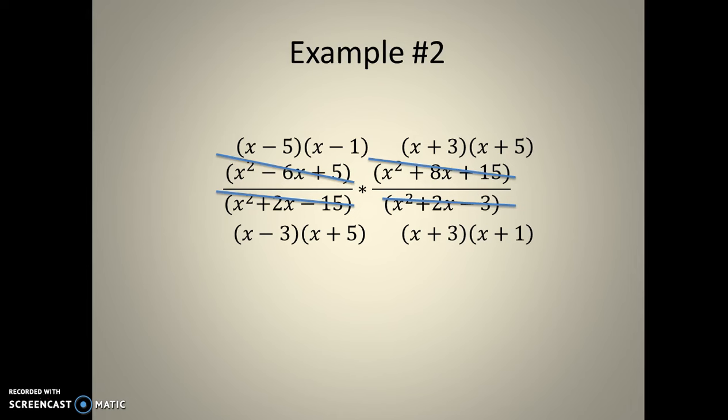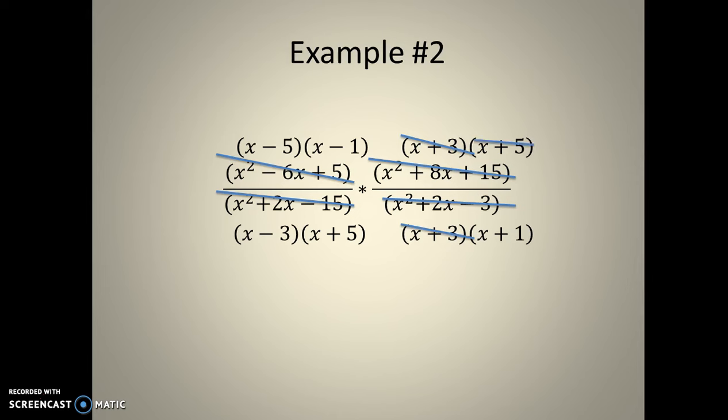Alright, finally I'm going to cancel out anything that is identical. So I look through what I have on the top and the bottom. I can only cancel one for one. So even if I had two of the exact same thing on the top and one on the bottom, I can only cancel one of those in each spot. So I see I have an x plus 3 on the top, and it does not cancel with the x minus 3, but it does cancel with the x plus 3 on the bottom.